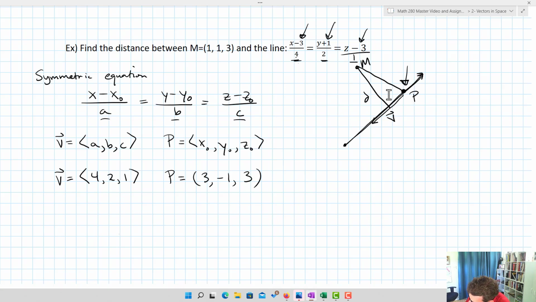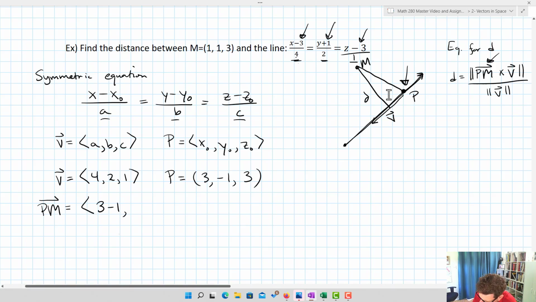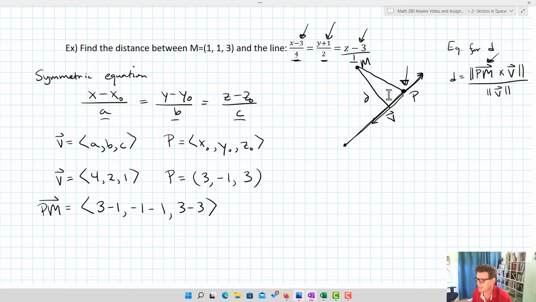Now remember our equation for distance: D is going to equal the magnitude of PM crossed with V, divided by the magnitude of V. I need PM. Well, here's P, here's M. To create PM, I just go in and subtract the two points to create a direction vector. So PM is going to equal 3 minus 1, negative 1 minus 1, and 3 minus 3. Just subtract the points, which is what we've been doing to find our direction vectors. So this will equal (2, negative 2, 0), and that's PM.